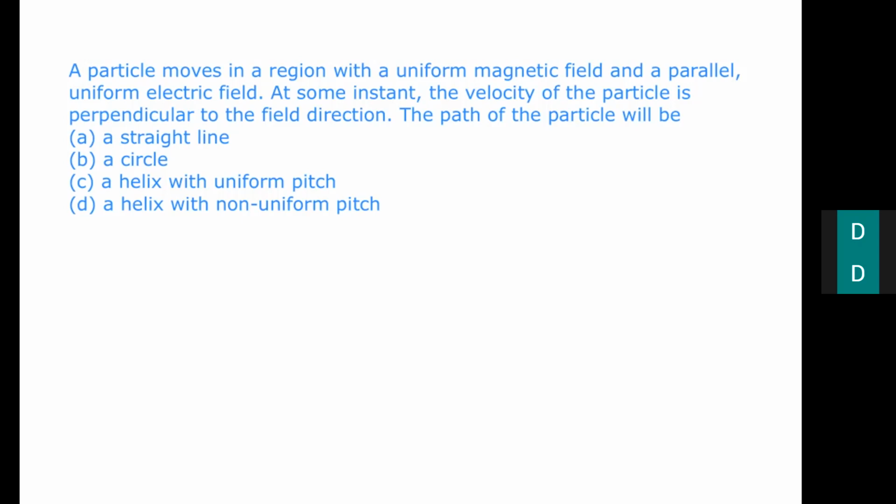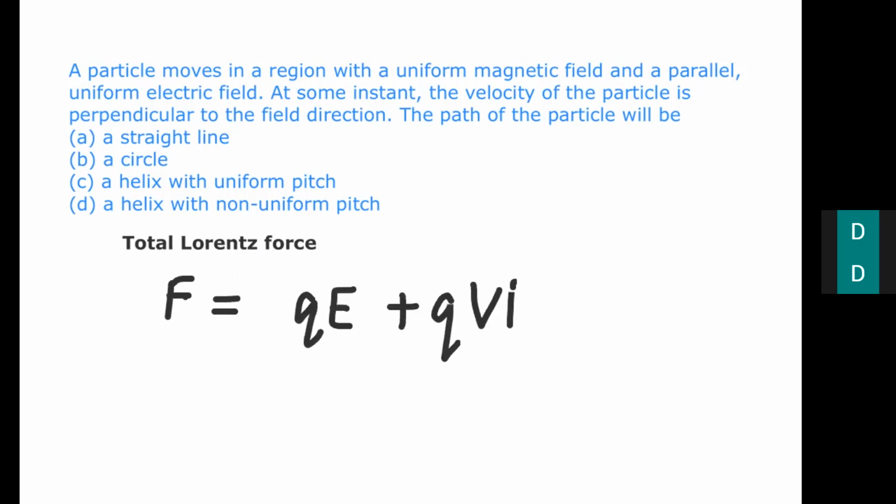So whenever both the fields are involved, at that time we consider the total Lorentz force. The total Lorentz force can be indicated by F. So F is equal to QE plus QVB.